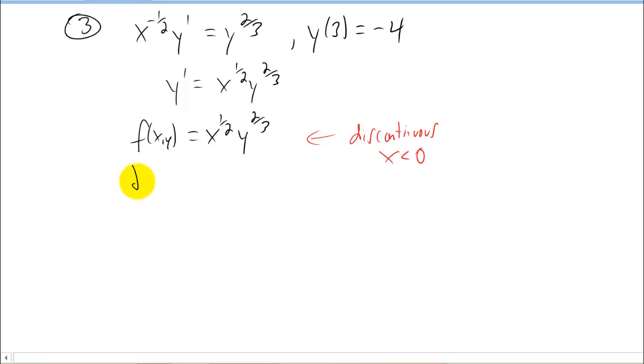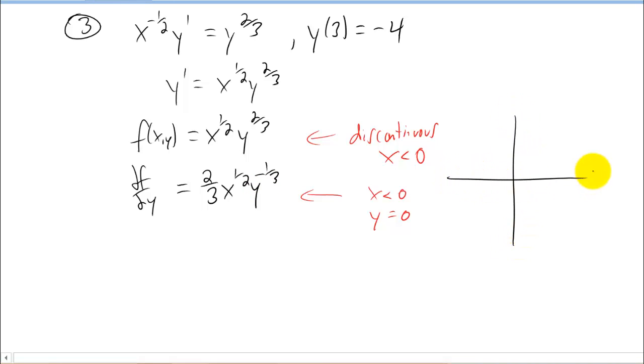The theorem then states we have to look at the partial derivative with respect to y of that function, which is this right here, and then we have to look for discontinuities in that function. We've introduced a y to the denominator, so we have a new discontinuity of y equals 0. Then basically the theorem says, okay, draw yourself a little picture. Label your discontinuities. We have y equals 0 here, and we have x less than 0 over here.